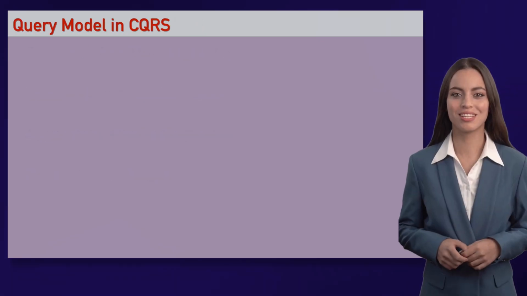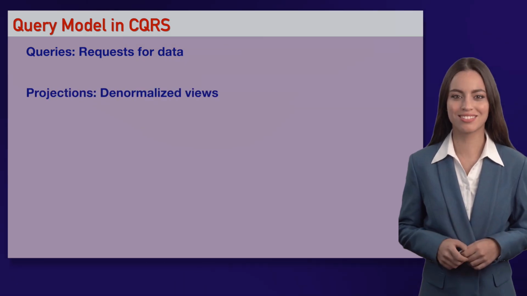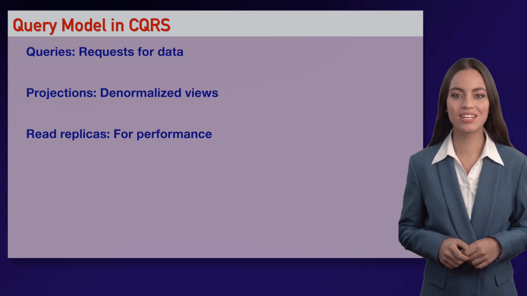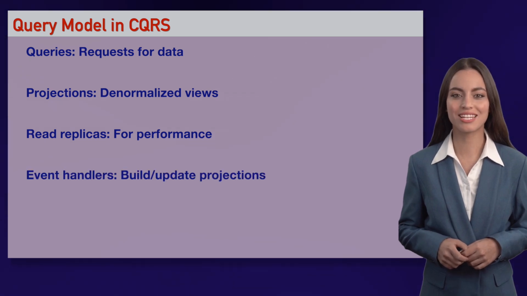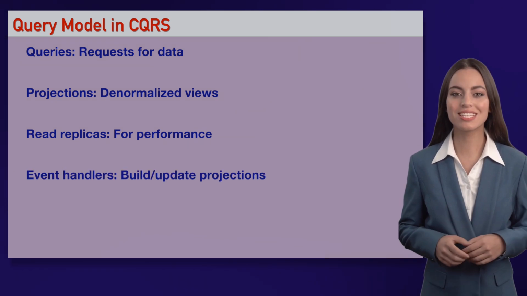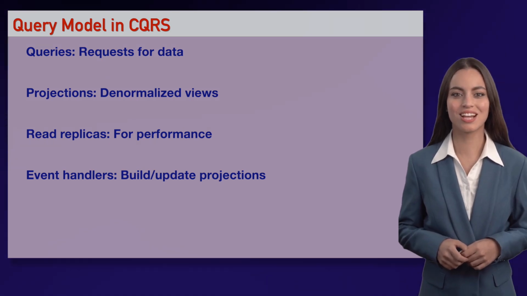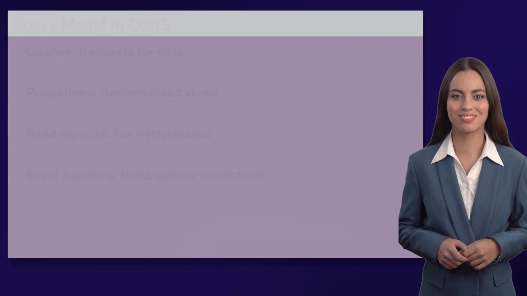The query model in CQRS. Queries are simple requests for data, such as get order details. The query side uses denormalized projections or materialized views optimized for fast reads. Read replicas can scale independently. Event handlers listen to the command side's published events to update projections asynchronously, keeping the read model eventually consistent and blazing fast.